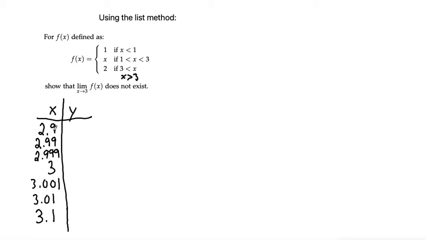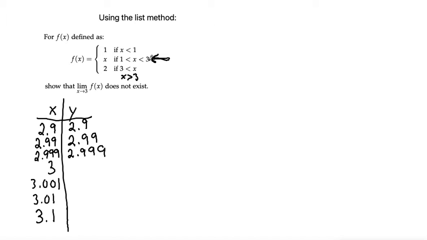So when x is equal to 2.9, that would be in the region where x is between 1 and 3. So when x is between 1 and 3, the function is just x. So this would also be 2.9, because we're plugging in 2.9 and that's exactly what it is. So then if we plug in 2.99, we would get 2.99, and then 2.999 for x again. So these are all in the region where x is between 1 and 3. So that's why I'm plugging it into this part of the piecewise function.